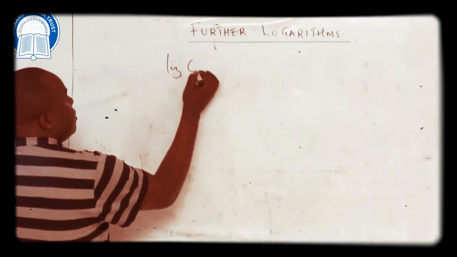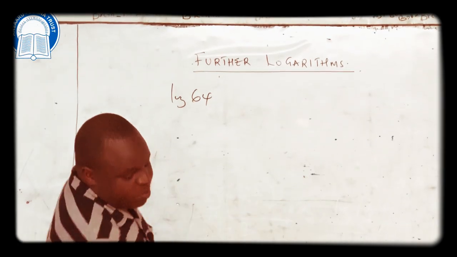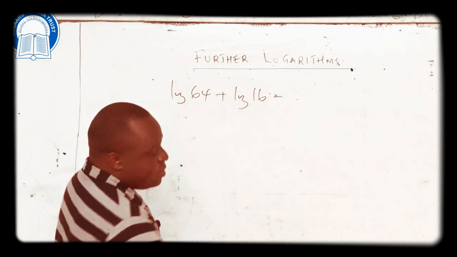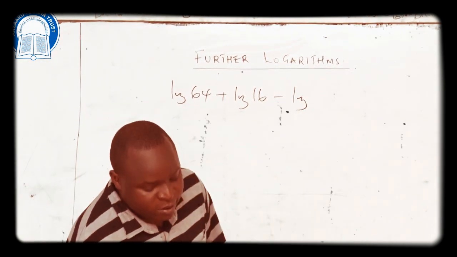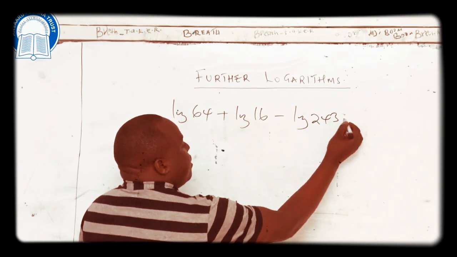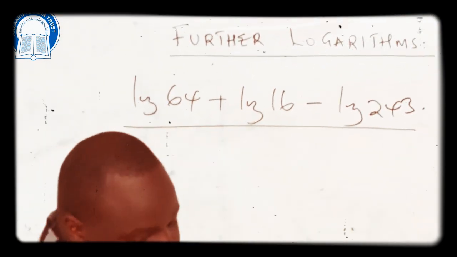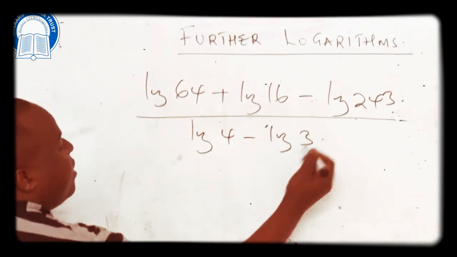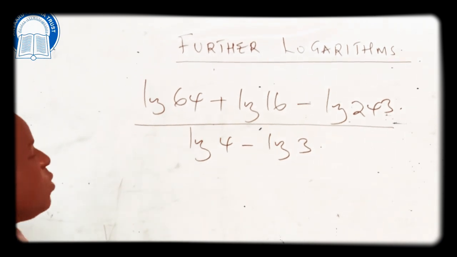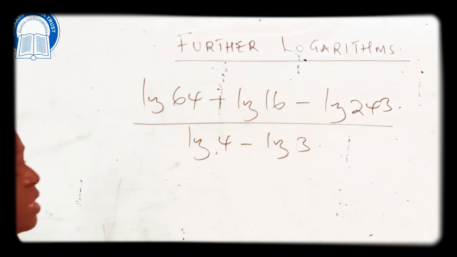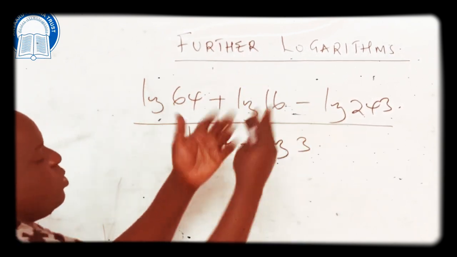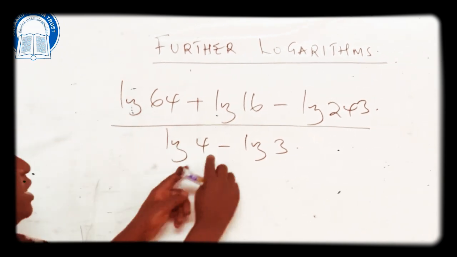So one more example I'll show you is log 64 plus log 16 minus log 243 over log 4 minus log 3. Same thing. So to work out this question, you can see in the numerator, there is a combination of both the first law and the second law. So work out this part using that law. In the denominator, there is the second law.